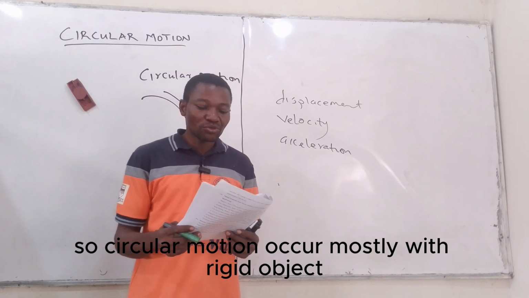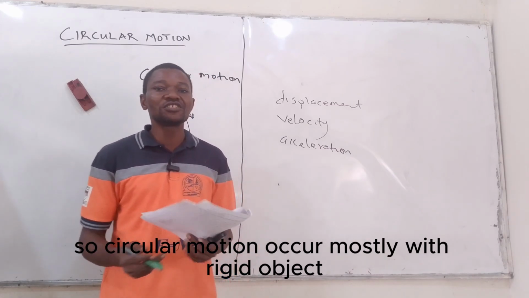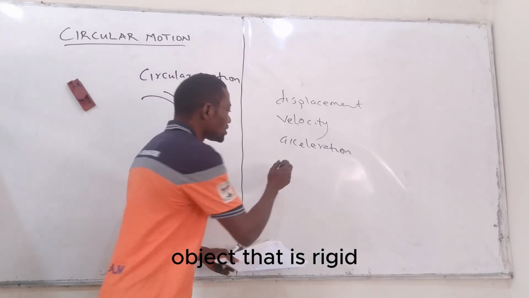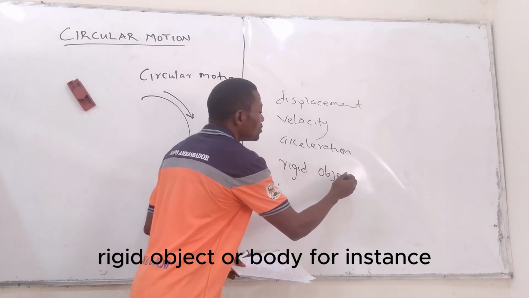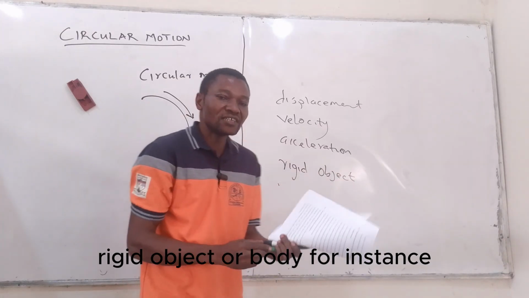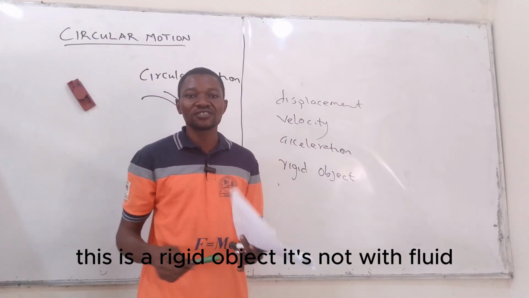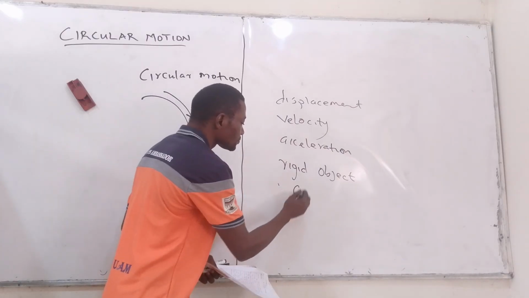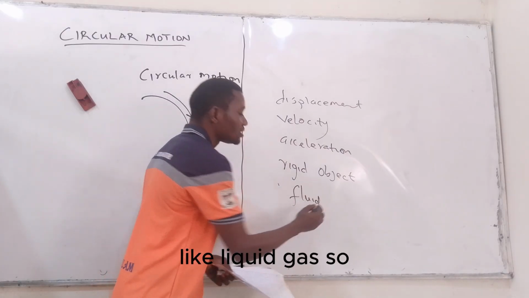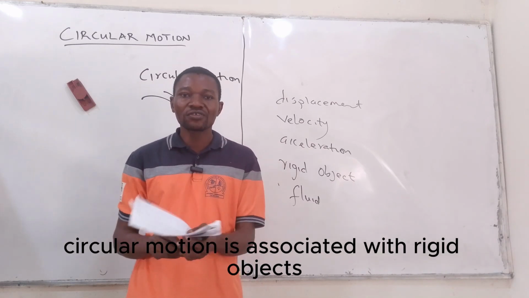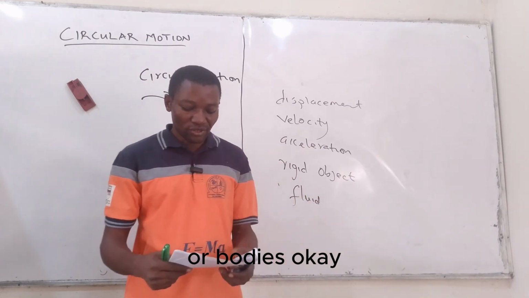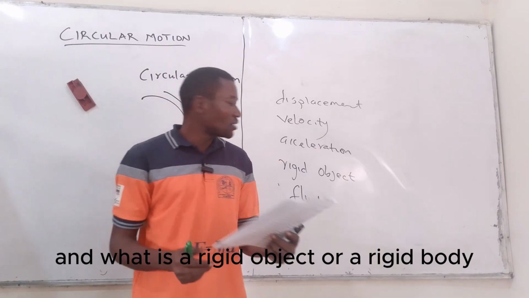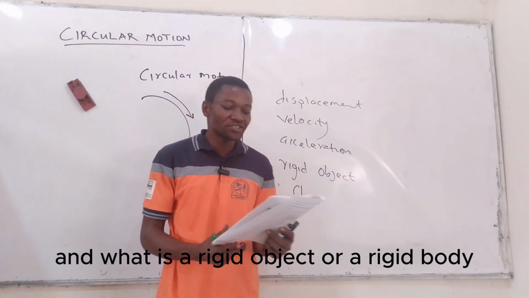So circular motion occurs mostly with rigid objects or bodies. For instance, this is a rigid object. It's not with fluid like liquid or gas. So circular motion is associated with rigid objects or bodies. Okay, let's make progress. And what is a rigid object or a rigid body?